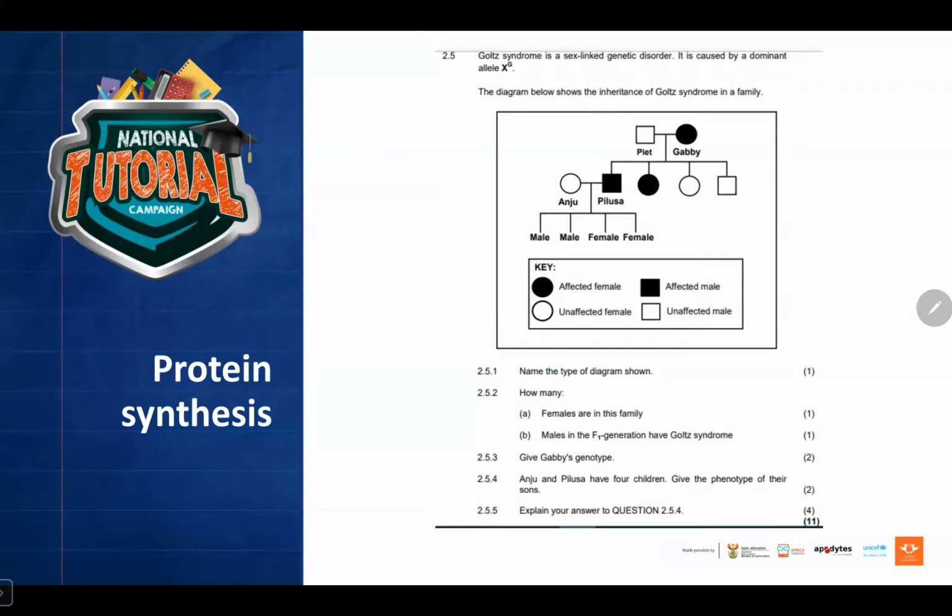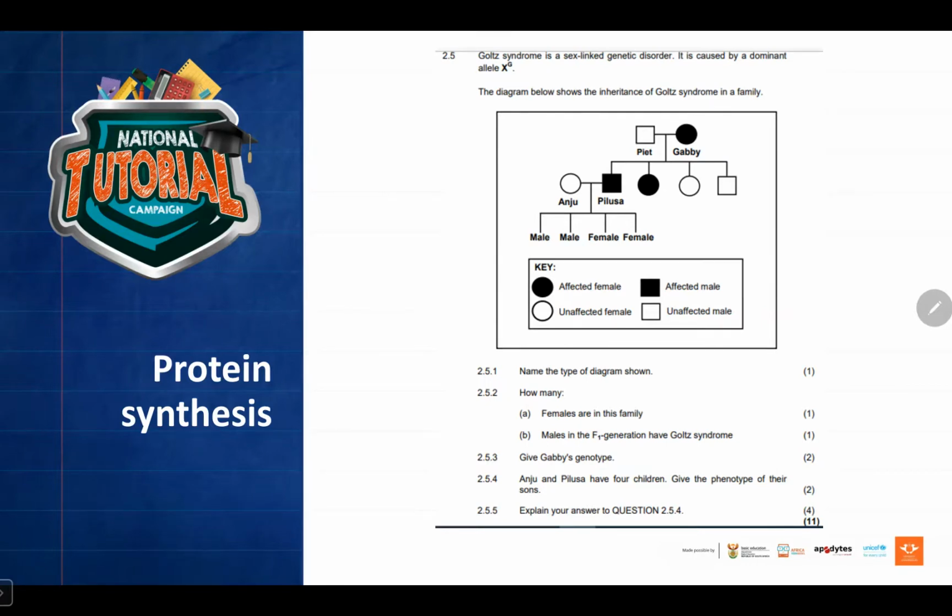2.5.2b says males in the F1 generation have Gold syndrome. So how many of them? So F1 generation, remember that's our first offspring generation. So we're only looking at the first row of offspring. And how many males are there that are infected, meaning they are colored in, and there is just 1.